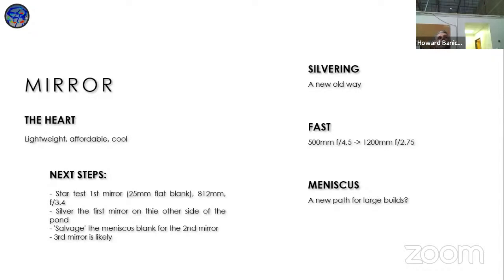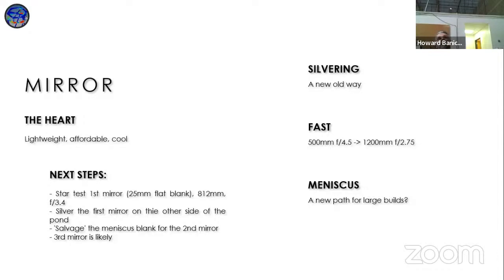So right now, with the first mirror, we are not holding our breath, I think is the English term, because we really want to start out of enthusiasm on a 25 millimeter, so 1 inch flat blank, which is extremely thin now in the center. But it was also a good run to take the rust off the grinding machine that we are going to use for the subsequent mirror.